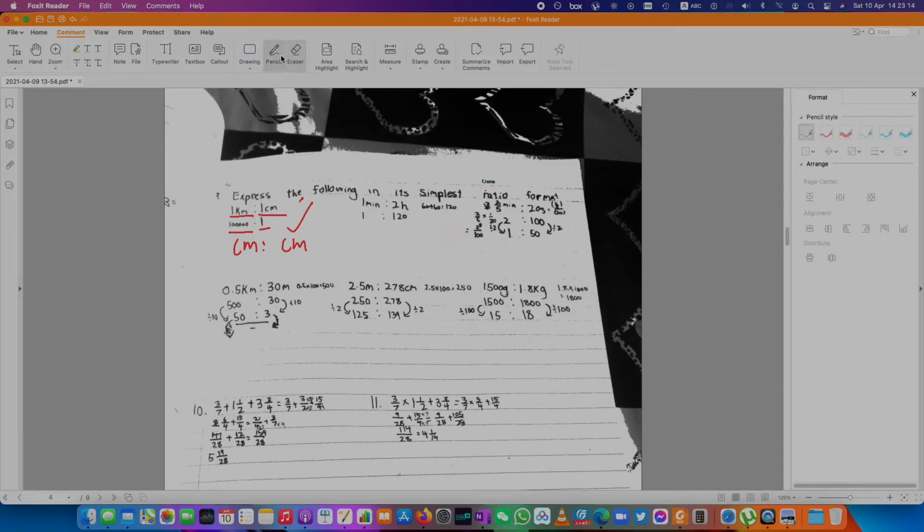Okay, same thing here. So you have 1 minute, right? And then you have 2 hours. The question you ask yourself is, how do you convert 2 hours into minutes? So 1 hour is how many minutes? 60. So 1 hour is 60 minutes. So two of them, you add, right? So 120. Therefore 1 to 120. All right.